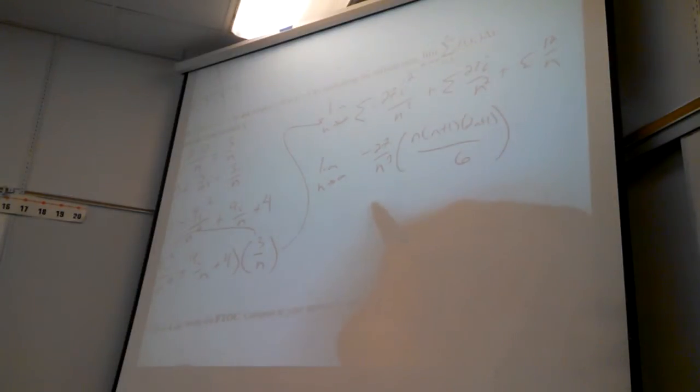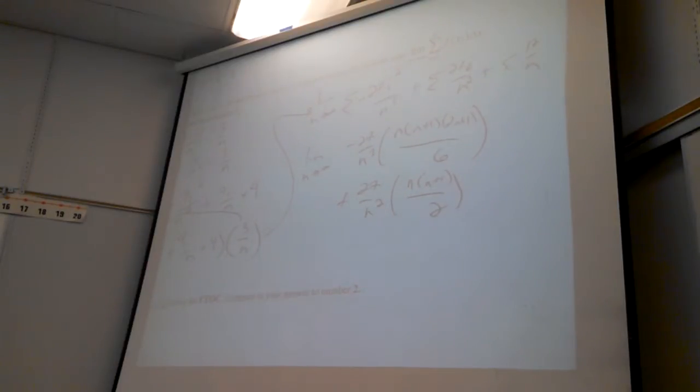Good. Plus 27 over n squared. The sum of i is the nice little one. How are we doing so far? So this is from here. That one's the nice one. 12, because the sum of 12 is 12n, which cancels with the n on the bottom. So you just get plus 12.